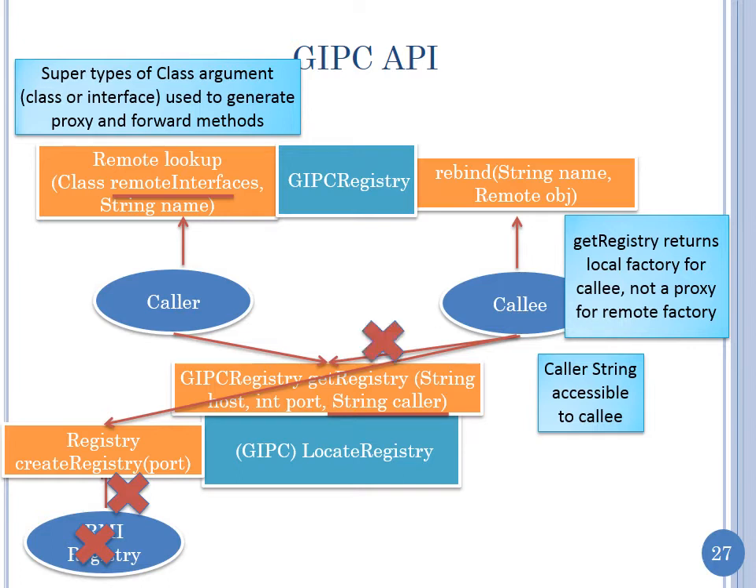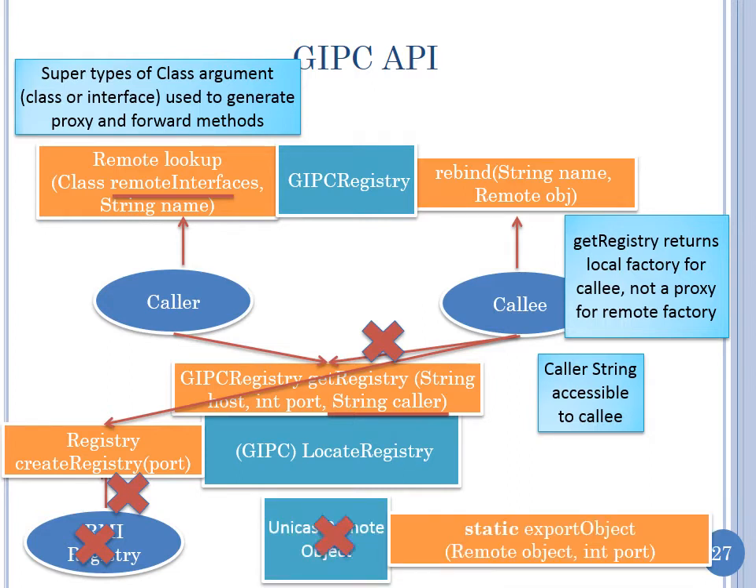And the callee doesn't do a get registry. The callee always does a create registry because it's always local. There is no unicast remote object. There is no export object. And there is no call to export object. Okay. So here's another way to get a proxy with the same information, but in a different way, by making different design decisions.